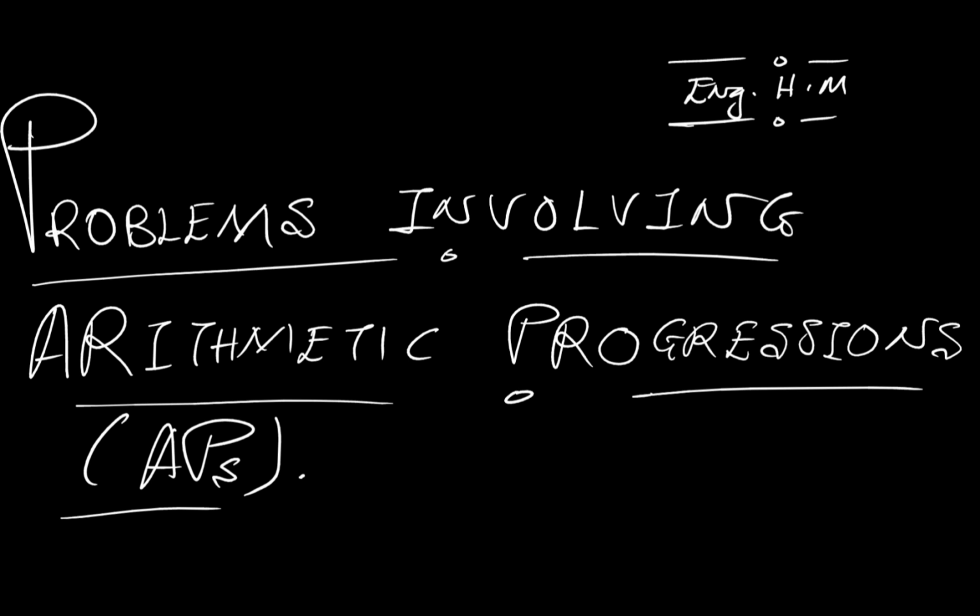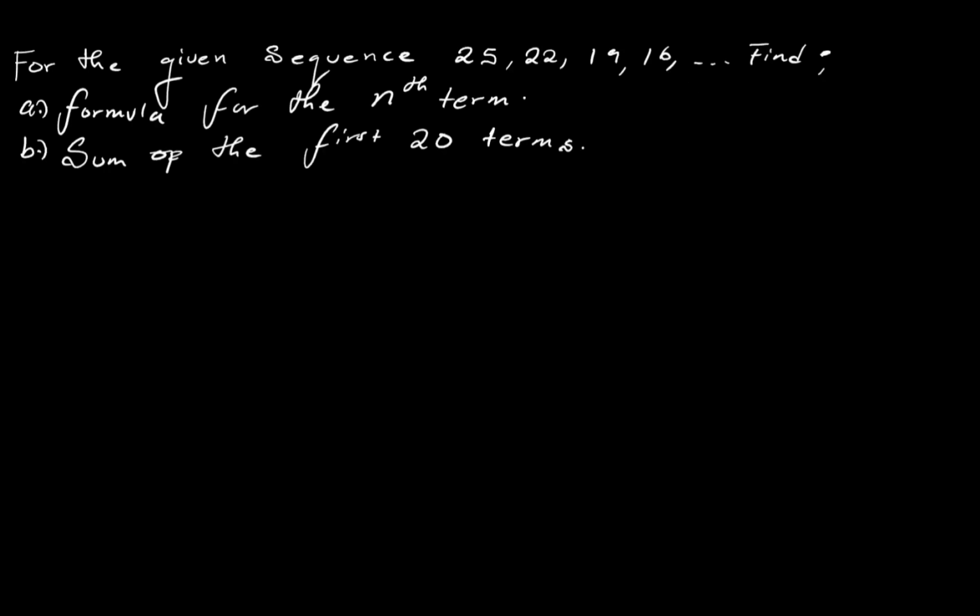Alright, let's start. So the first question says, for the given sequence, we have the following terms. We have 25, 22, 19, and 16, then ellipses. This tells us that 25 is term 1, 22 is term 2, and 19 is term 3, then 16 is term 4. So we need first to find the formula for the nth term.